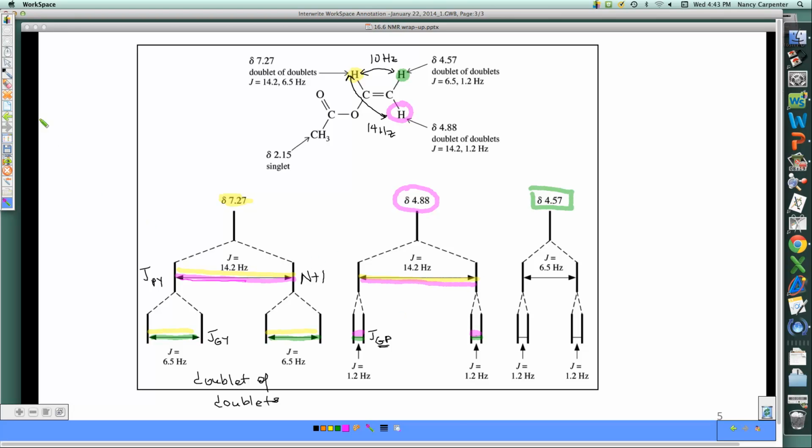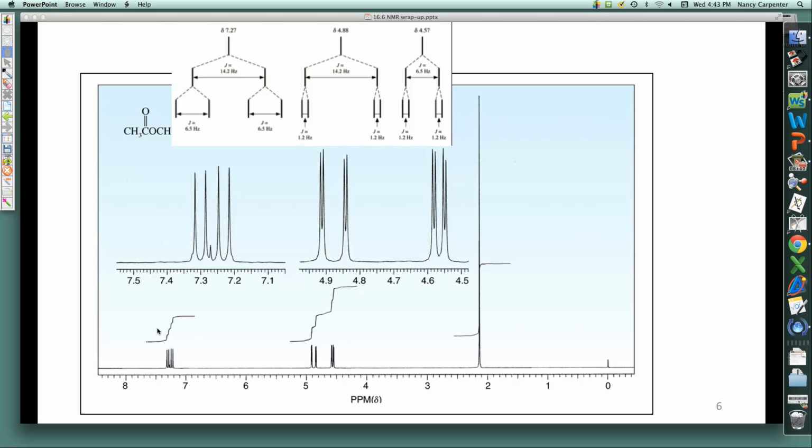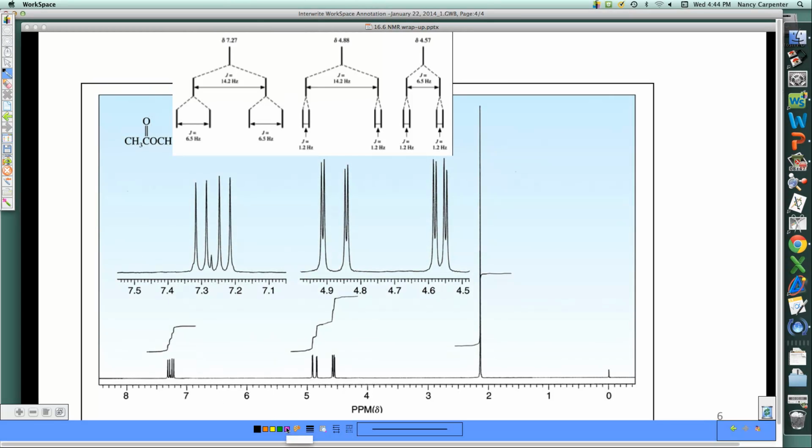Alright, what does the pattern look like for real? Well, again, we're going to have a doublet of doublets. And I won't go into this one in gory detail because, again, your book goes through bromoethane and it's the same kind of analysis. But all three of these give us a doublet of doublets. And so if we overlay our tree diagrams on top of the actual spectrum, you can see what these doublet of doublets look like.